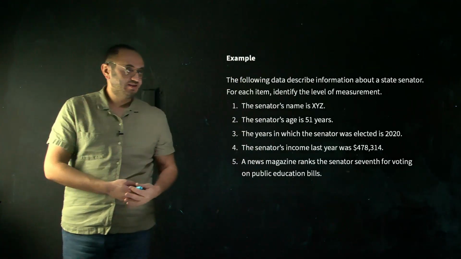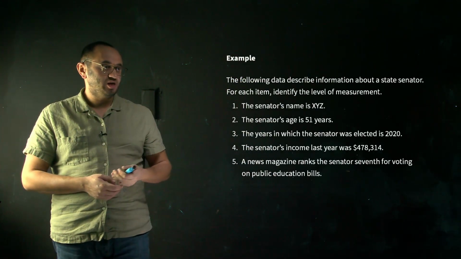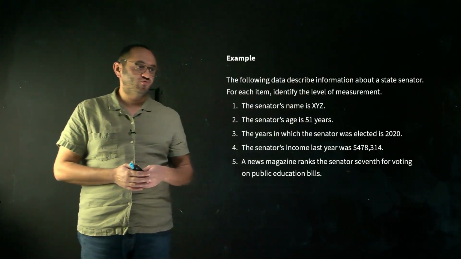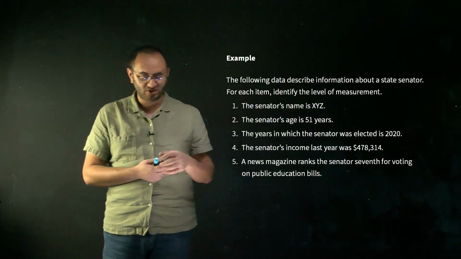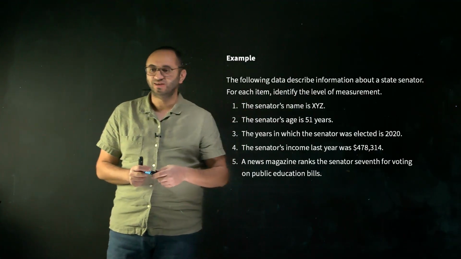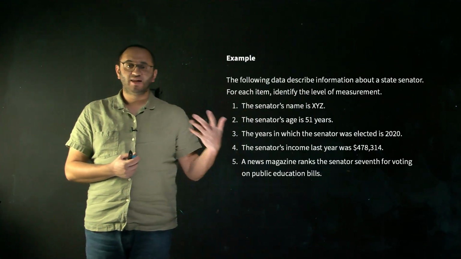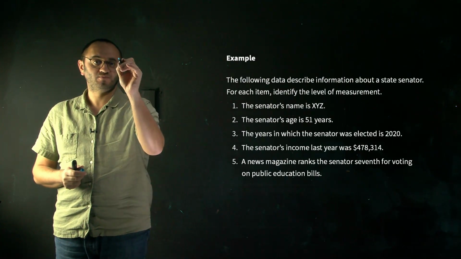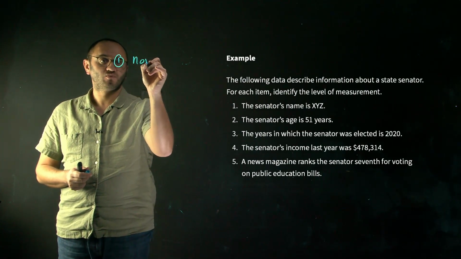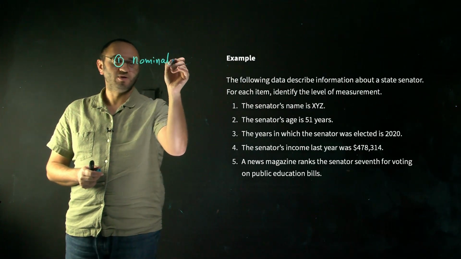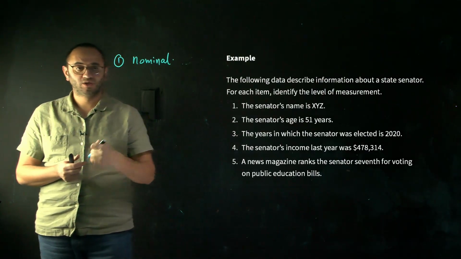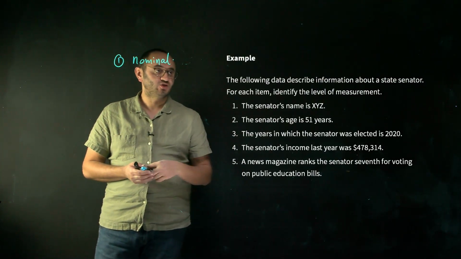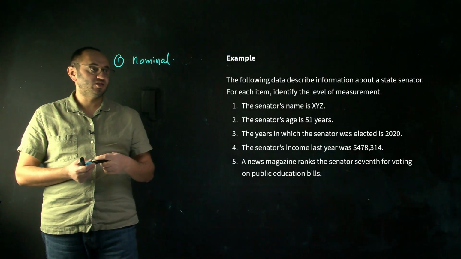The following data describe information about a state senator. For each item, identify the level of measurement. The senator name is whatever, I said XYZ. So this is a name, this is a label, right? So the first one is nominal, because it's a label and there is no way to order, right? So it's nominal.